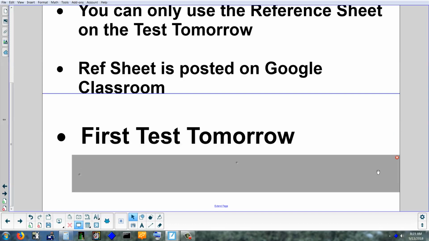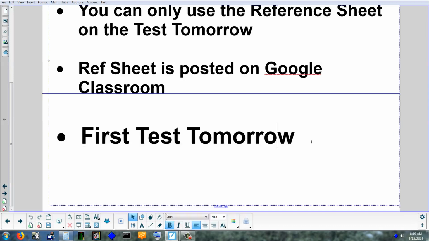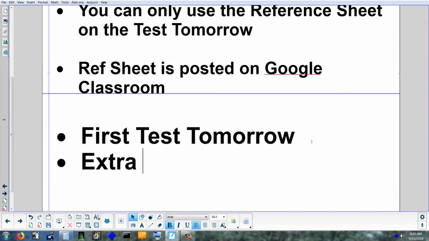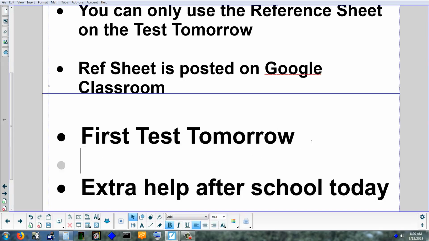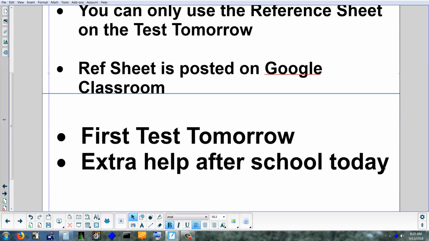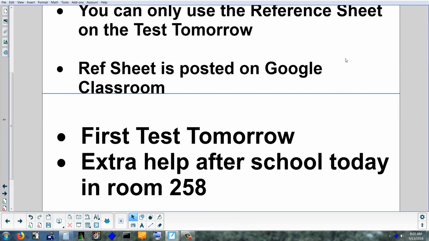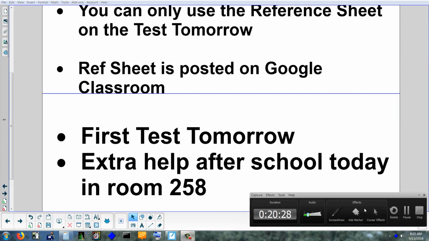First test tomorrow. I think 15 questions total, that's it, right? Should be okay. Extra help after school today: I won't be available today, but I know Mr. Hager will. Tomorrow morning, if you have any questions on the test review or the reference sheet, I get in my room about 7:30, right across from Cosmo, room 225. If you want to come see me with any questions, that's fine. Mr. Hager will be there after school today too.